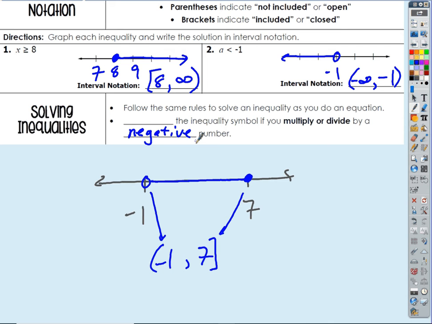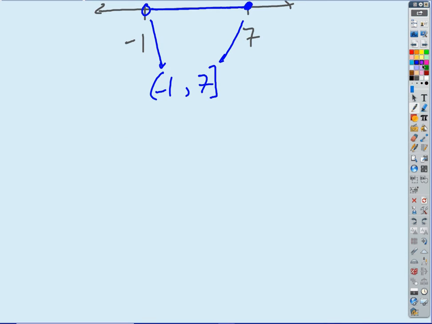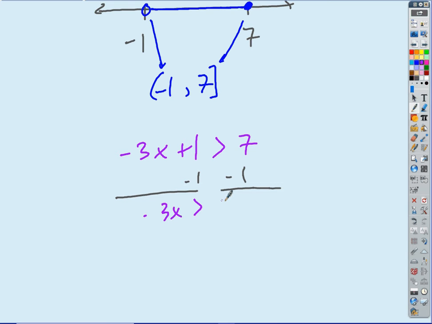If I multiply or divide by a negative number, what do I have to do to the inequality? Remember? Like for example, let's take a quick example here. Say I had -3x plus 1 is greater than 7. What are the steps to isolate x? Because if I'm solving an inequality, I'm just isolating a variable. Subtract 1. Okay, so the first step would be subtract 1. And that's going to cancel the ones. I'm going to get -3x is greater than 6.